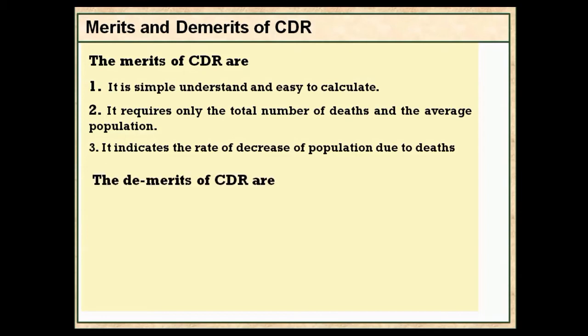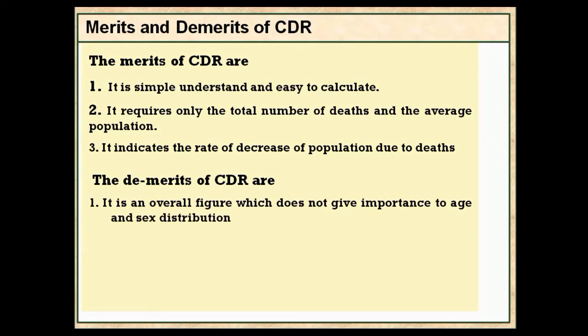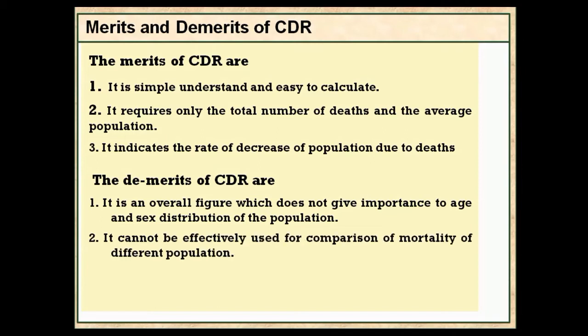The demerits of CDR are: it is an overall figure which does not give importance to age and sex distribution of the population. It cannot be effectively used for comparison of mortality of different populations.